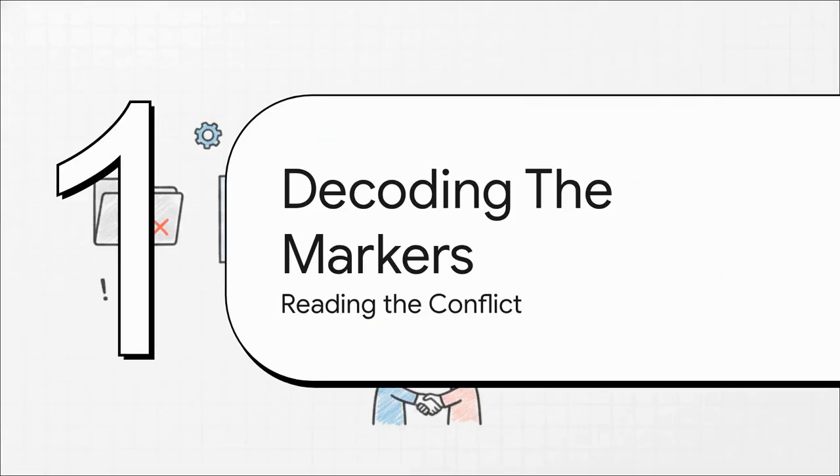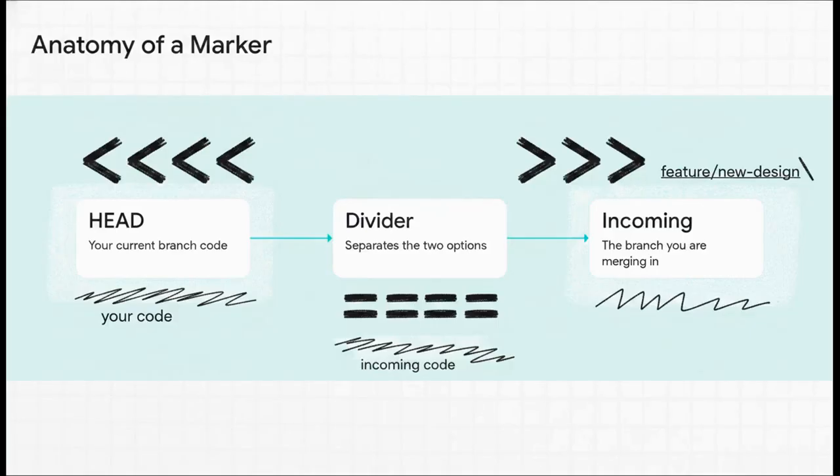Section 1. Decoding the conflict markers. All right, so now that we know exactly why Git pauses the merge, let's translate that intimidating wall of text we saw earlier. Here is the anatomy of a conflict marker, progressively broken down. Step 1. It starts with those less than signs pointing to HEAD. HEAD simply represents the current state of the branch you are actively on right now. Everything below this line is your code. Step 2, the equal signs. This is literally just the divider. It separates option A from option B. And step 3, everything below those equal signs is the incoming code, the branch you are actively trying to merge in.